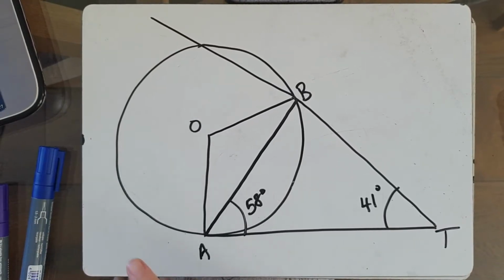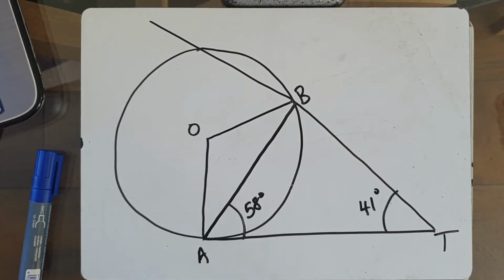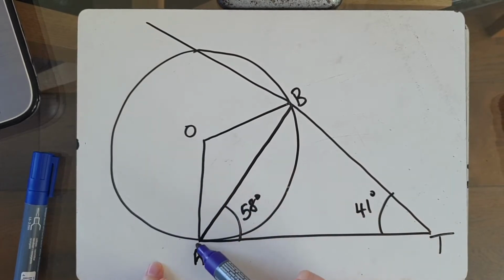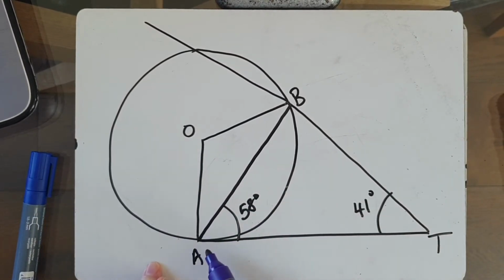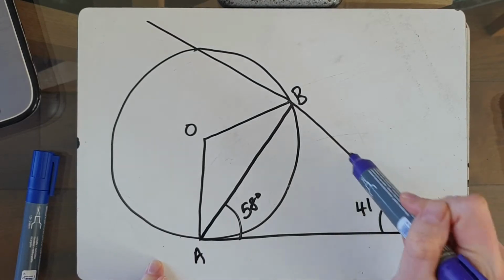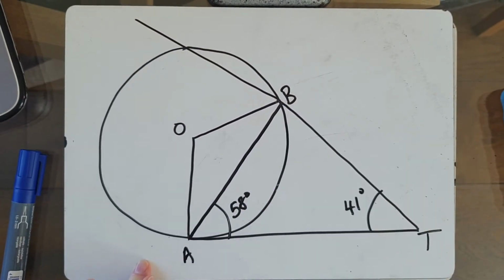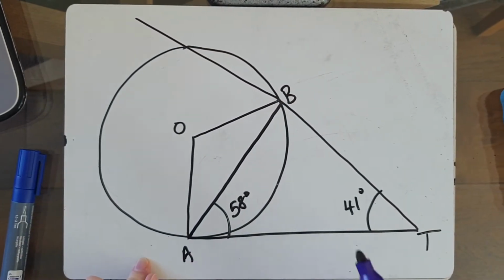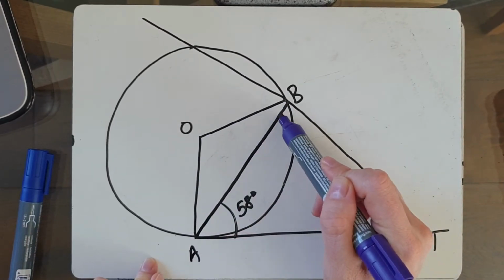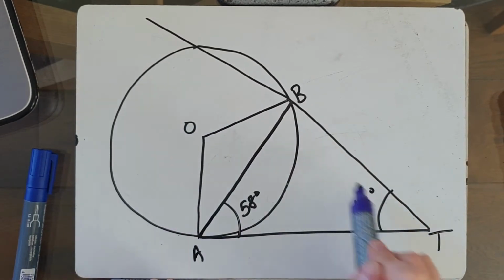Question 6 looks like this, and it is slightly different to the questions we've previously been seeing. Why is it slightly different? It's got a radius and a tangent here. The question tells us that AT is a tangent. However, this line is not a tangent. It passes through the circle. The question doesn't say it's a tangent. What that means is we cannot assume that this radius is 90 degrees to the tangent. It is not, because it's not a tangent. This is just a line.